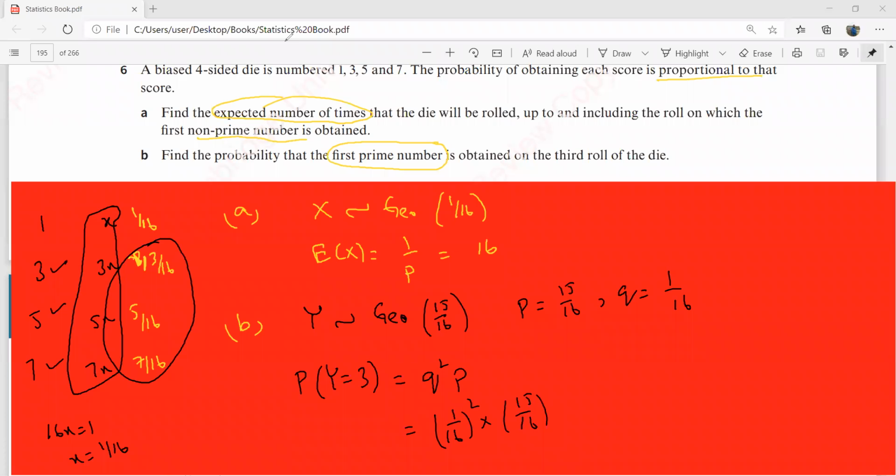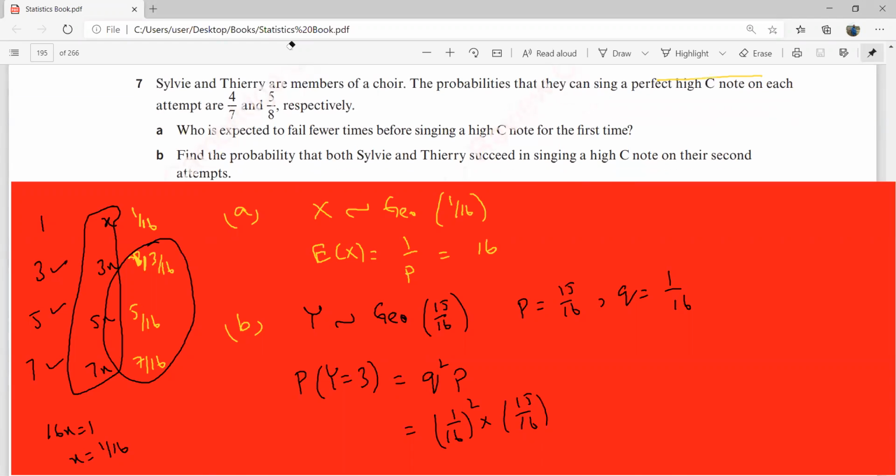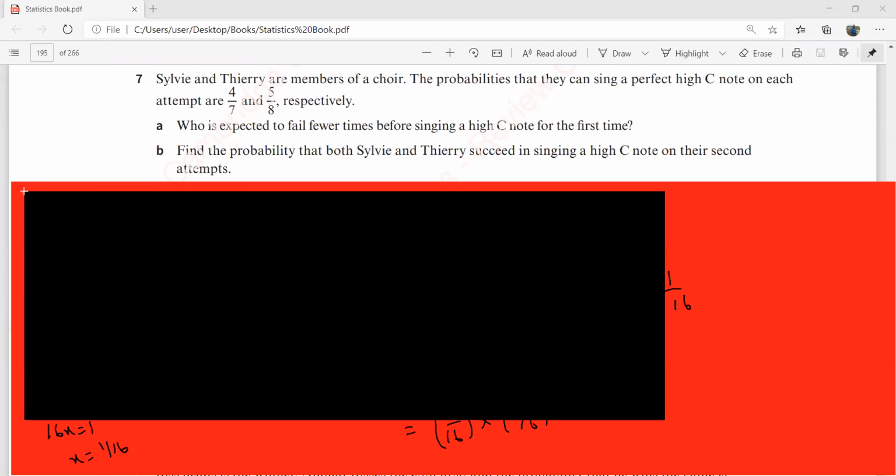Okay, so this was a question that was very frequently asked from the other groups. And then we have another question that was asked by many of the students. That was the 7th question. It says Sylvia and Theory are members of a choir. The probabilities that they can sing a perfect high C tone on each attempt are 4 over 7 and 5 over 7. Just read that question and let me set this stage for you guys.